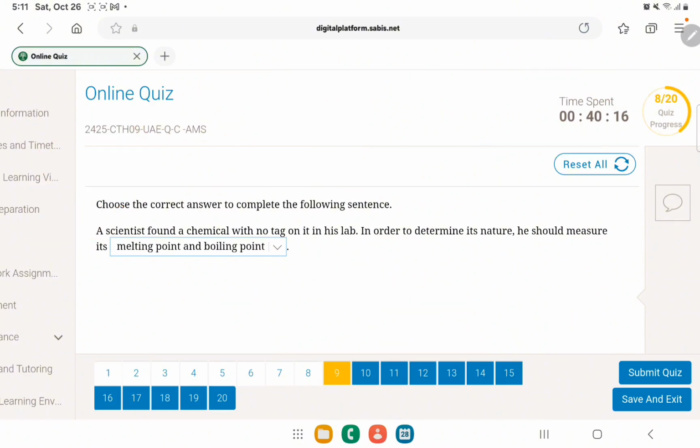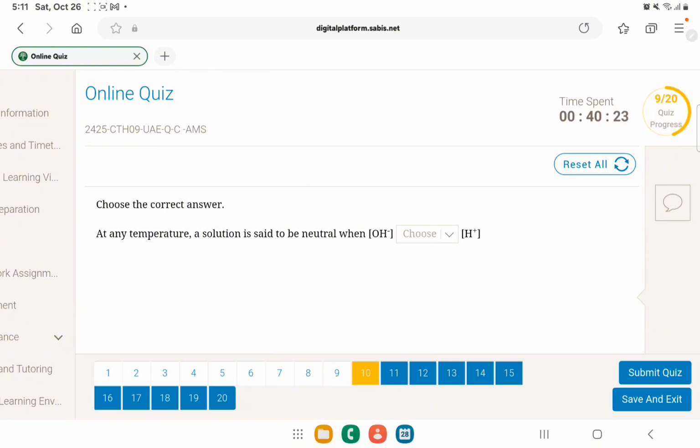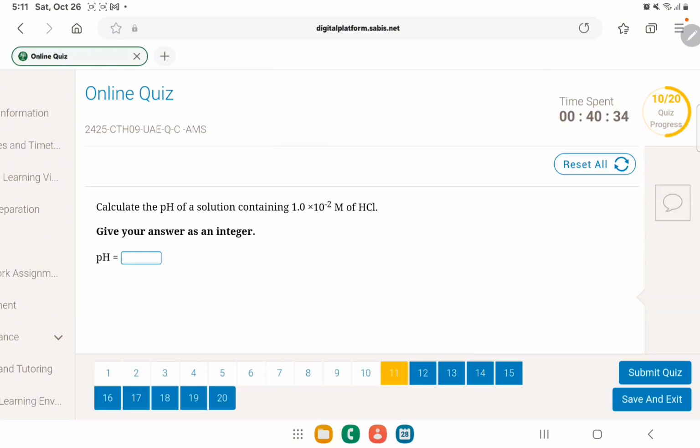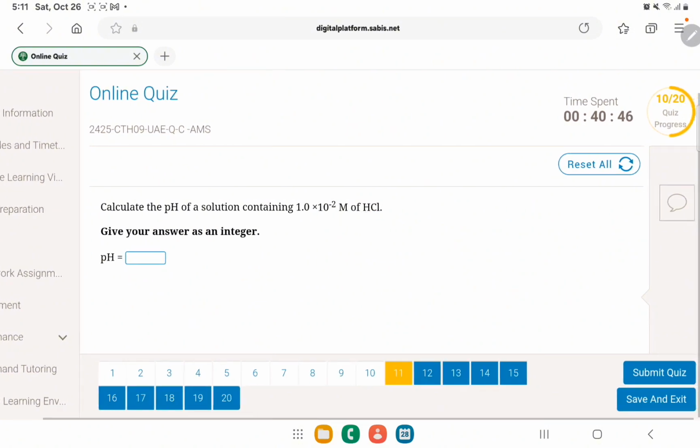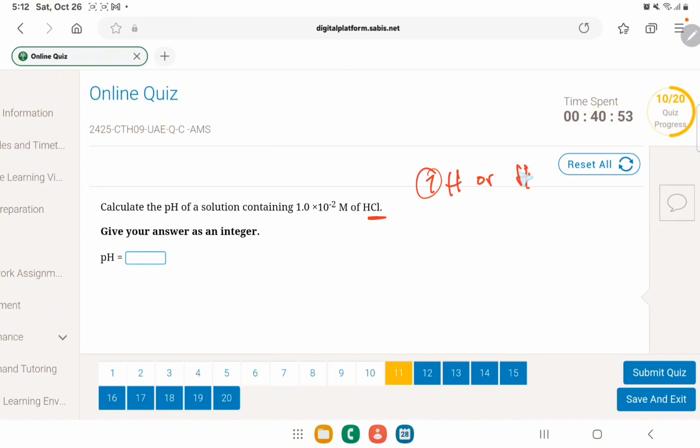Okay, so next question. At any temperature, a solution is said to be neutral when OH- is equal to H+. Okay? Easy. Okay, so to calculate the pH of a solution containing 1.0 times 10 to the power of -2 molarity of HCl. First thing, we're gonna look at the compound they give you. So first we're gonna check, does it have H or OH or both? Here it has an H, right?